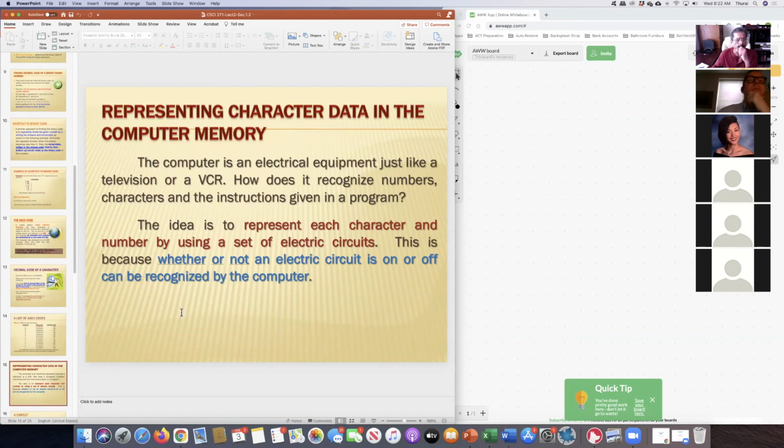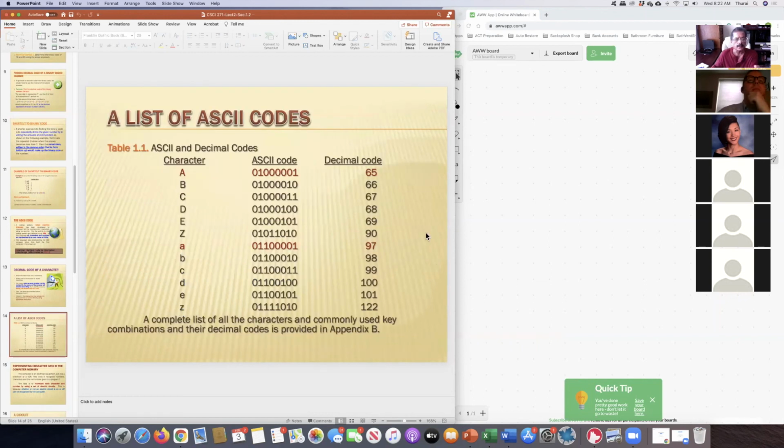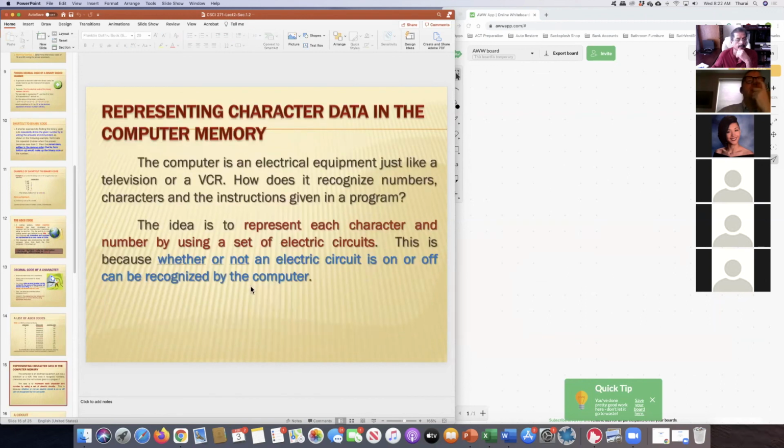So for example, if you want to write code in your program that will convert lowercase to uppercase, then you basically have to subtract a number to change the 97 to 65, things like that you'll be doing. So let's go to the next page.